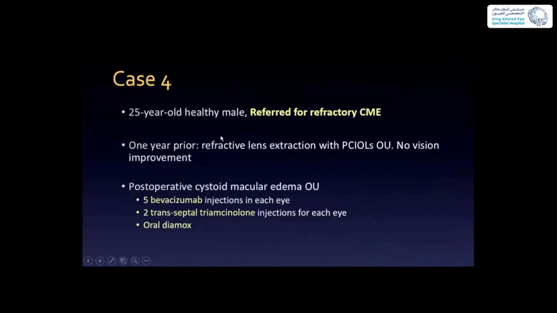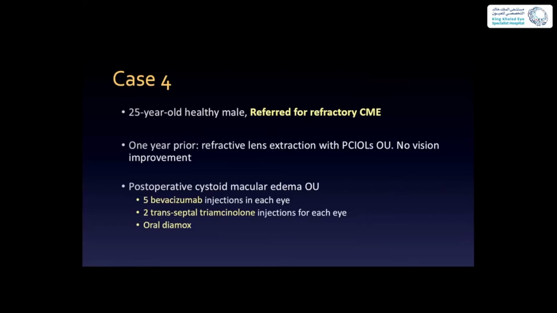Let's move on and look at case 4. This is a 25-year-old healthy male. He was referred for refractory CME. A year prior to presentation, he had refractive lens extraction with PCIOLs in both eyes and had no vision improvement. The patient unfortunately underwent 5 Avastin injections in each eye, 2 transseptal triamcinolone injections in each eye, and was even given Diamox.